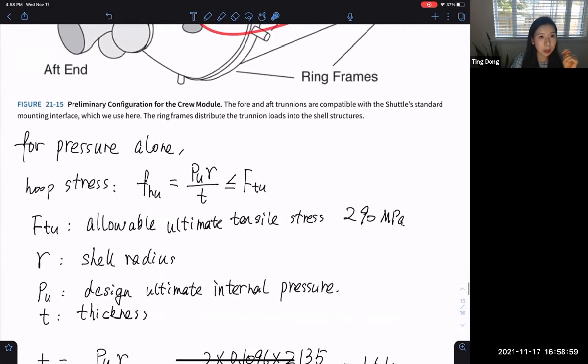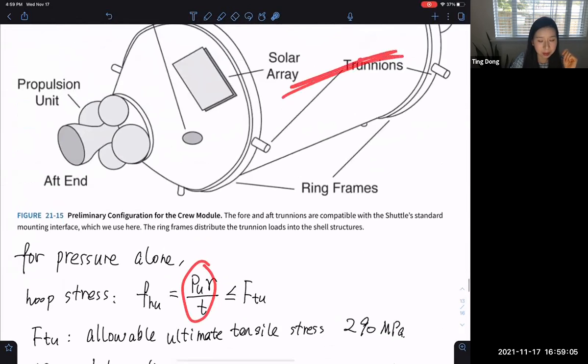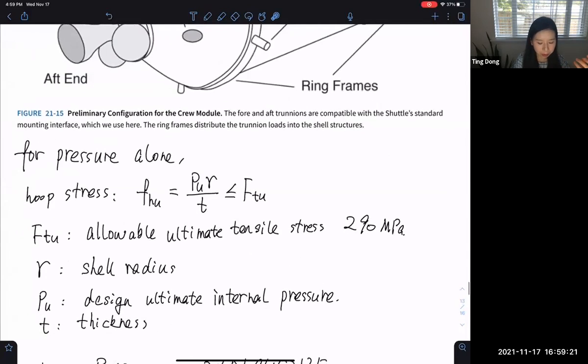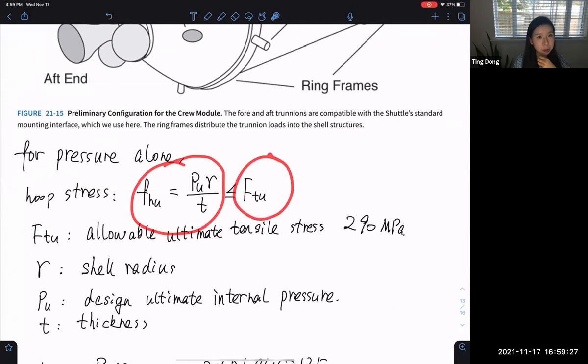So for this one, what we want to calculate is the hoop stress. It has a hoop stress, and it has longitudinal stress, but we know that the hoop stress is double the longitudinal stress. So hoop stress is the critical stress here, so we want to make sure that the hoop stress is smaller than the allowable tensile stress.